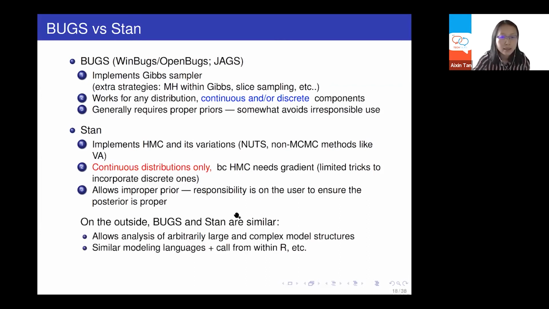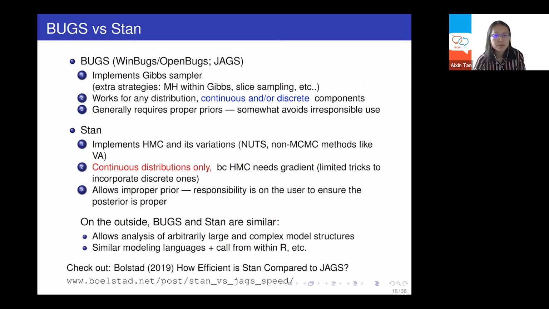Okay. In terms of user interface, the two softwares are very similar. They allow analysis of arbitrarily large and complex model structures. They use a simple modeling language. In theory, if you can write down your model, y equals x beta plus epsilon, where epsilon follows a normal distribution, something like that, all you need to do is to translate that into BUGS language or Stan language, using their grammar. So there's no technical hurdle over there. And you can call these programs from within your favorite software like R.